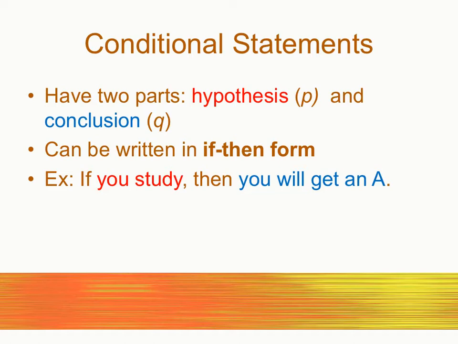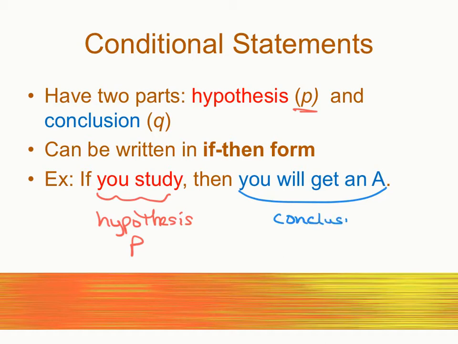So for example, if you study, then you will get an A. Now, this statement doesn't necessarily have to be true. Just because you study doesn't mean you're going to get the A, but chances are you probably will. So in red, this is my hypothesis, and it's usually represented by the letter P. And then in blue, this is my conclusion, and it's represented by the letter Q. And again, these if-then statements do not need to be true, and they're all logic-based.